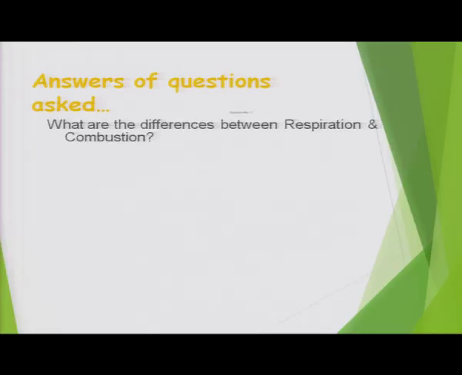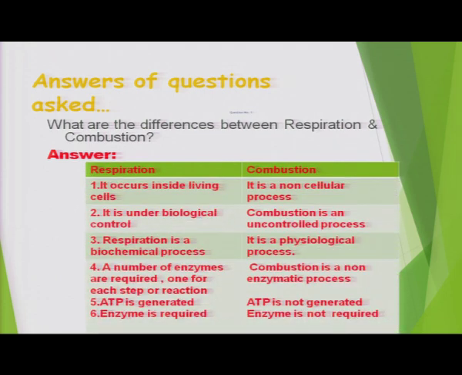What are the differences between respiration and combustion? Because in both the processes energy is liberated. The answer is: respiration occurs in living cells only, but combustion is a non-cellular process. Second point is it is under biological control, mainly controlled by enzymes. Combustion is an uncontrolled process. Third point is respiration is a biochemical process, while combustion is a physical process.